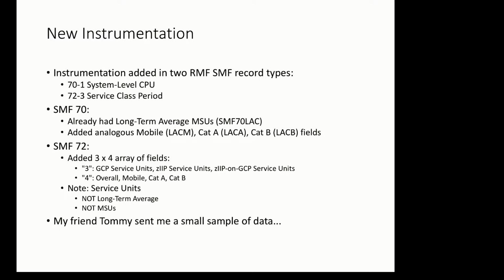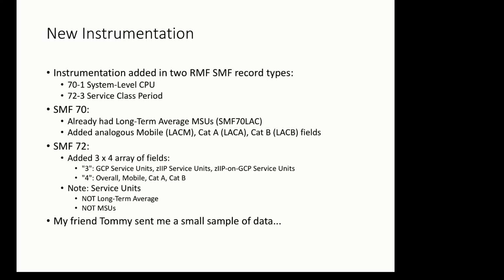SMF72 did it a little bit differently. So it added an array of fields, 3 columns by 4 rows, or maybe the other way around if you prefer. So the 3 number refers to general purpose CPU service units, to zIIP service units, and zIIP on general purpose engine service units, overflow if you will, or crossover if you prefer that term.